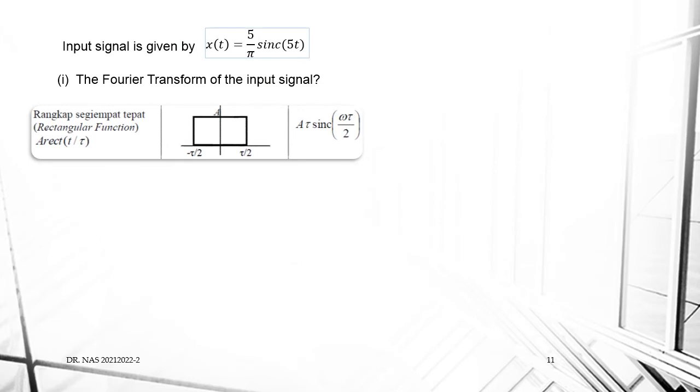Let's look at the given example. The input signal given is x(t). You notice it is a sinc function, which is usually used in the frequency domain. But now you have the sinc function in the t domain. So obviously, to solve this, when you cannot find the sinc function in t in the time domain, you need to use the duality concept.